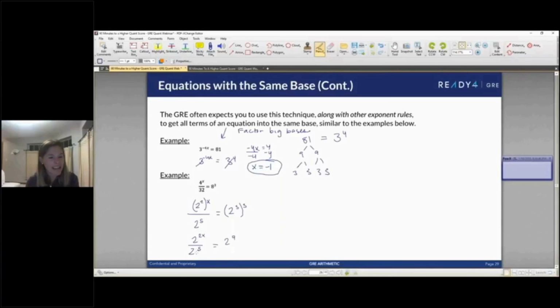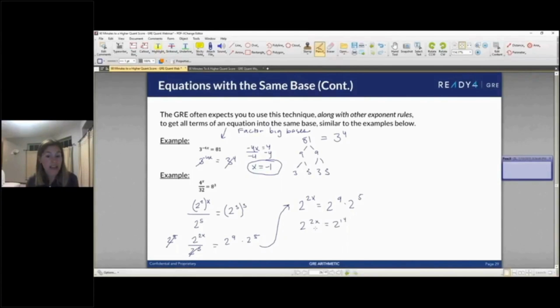Okay, so now I want to get this 2 to the 5th out of the denominator, right? That's kind of gross. So if I multiply both sides by 2 to the 5th, these cancel. And what I'm left with here is 2 to the 2x is equal to 2 to the 9th times 2 to the 5th. Again, we have numbers with the same base. When they have the same base and you're multiplying them together, you add the exponents. So we get 2 to the 2x is equal to 2 to the 14th.